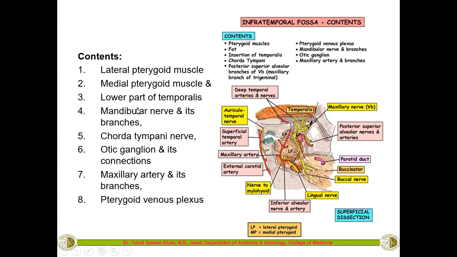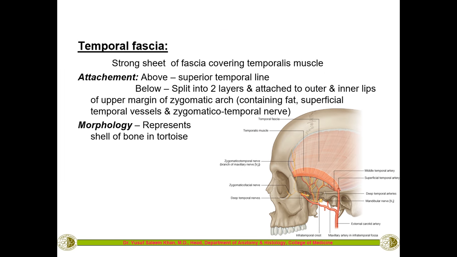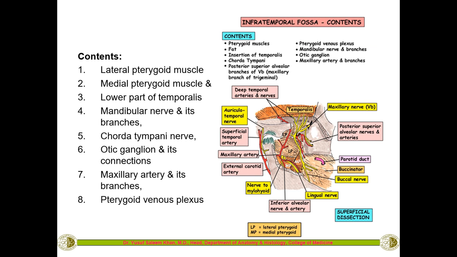Then the mandibular nerve, deep inside we can also trace a very important nerve which is supplying these muscles. So that is the mandibular nerve. Here you can see the mandibular nerve shown deep inside. Mandibular nerve and its branches will be there. Then the chorda tympani nerve will also be there deep inside, as well as the otic ganglion and its contents. Then the maxillary artery and its branches, and the pterygoid venous plexus, all will be deep inside.